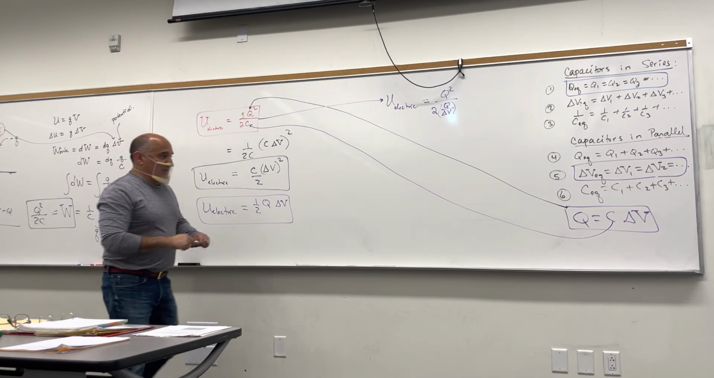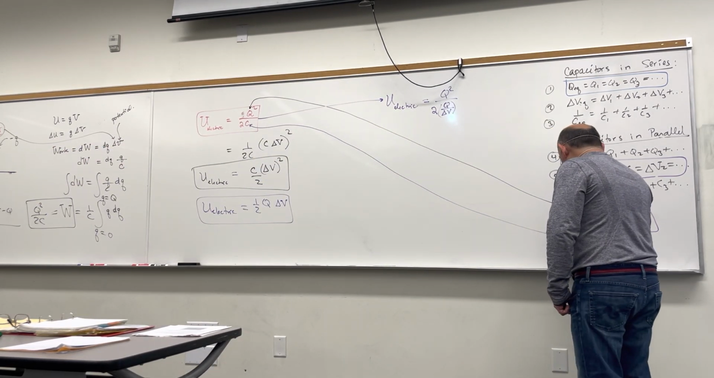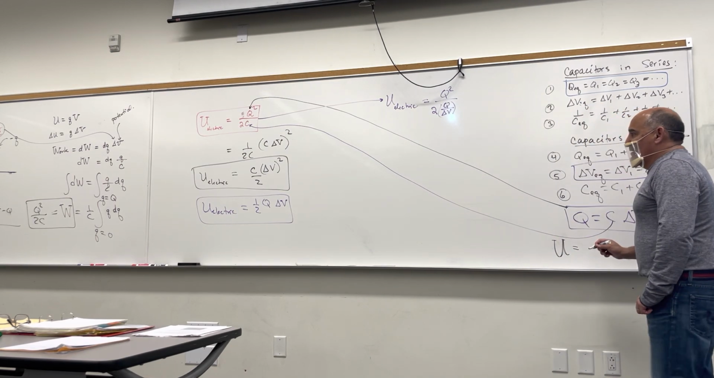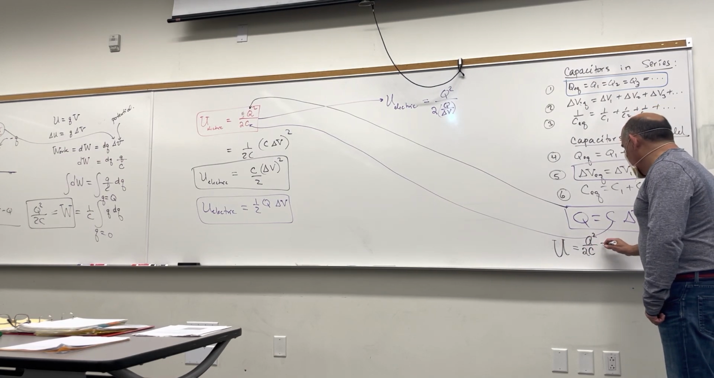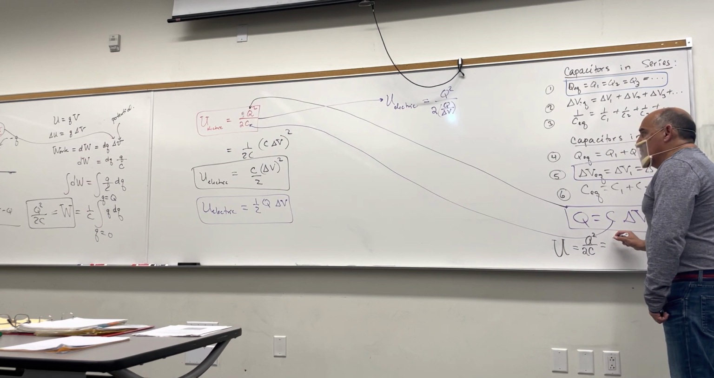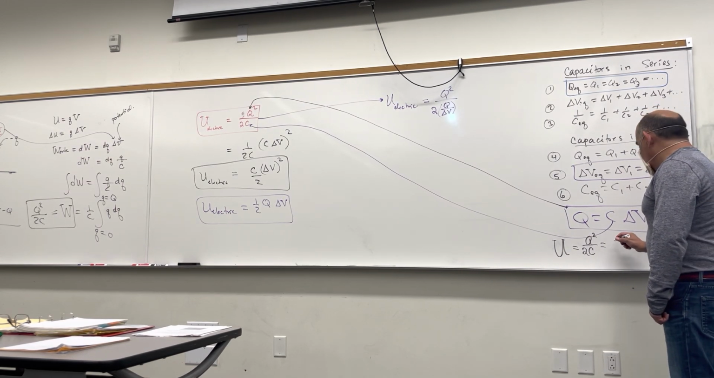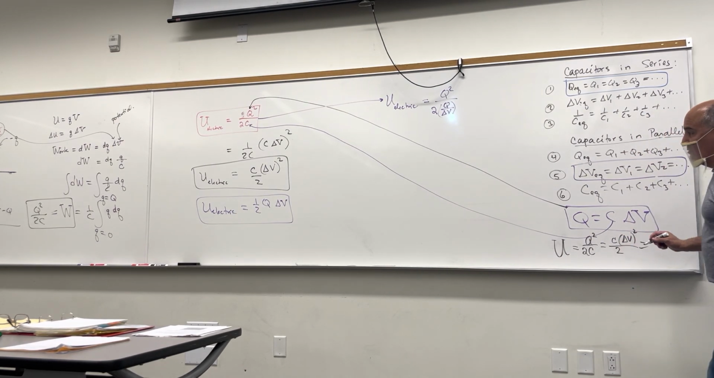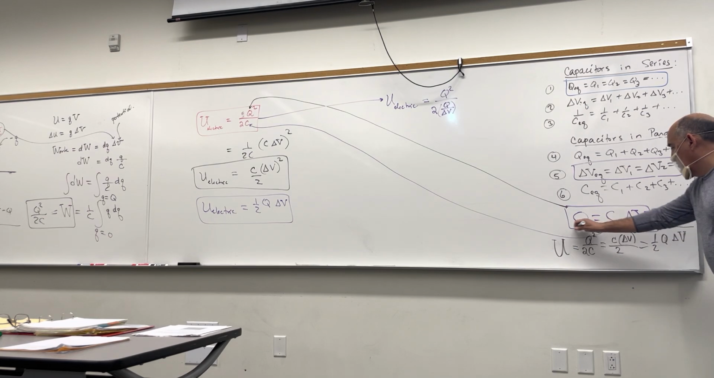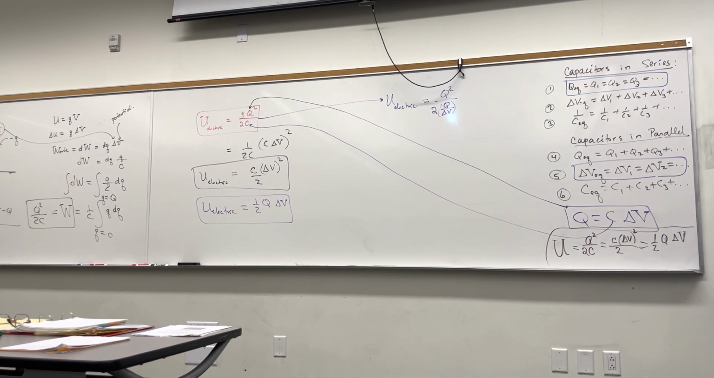So in the next test, I'm going to write a formula like this. Capital U equals Q squared over 2C, which equals C times the voltage squared over 2, which equals 1/2 Q delta V. So this is the energy stored in the capacitor when it's charged to Q, and its potential difference is delta V.